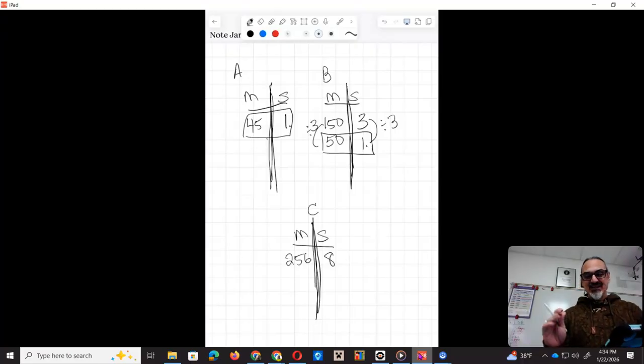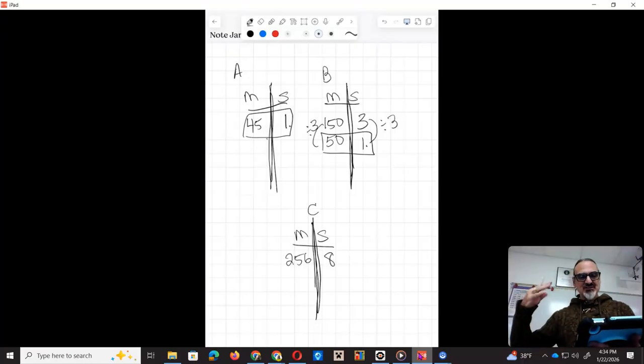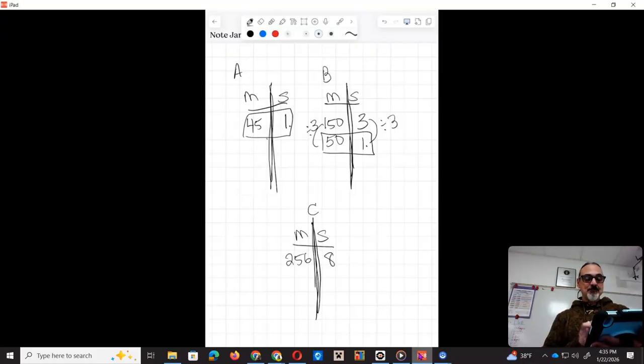Already I can see, and here's what kids need to figure out as they're looking at this. Train A went 45 meters in 1 second. Train B went 50 meters in 1 second. Notice I'm not saying it went 50 seconds per meter. I'm saying it went 50 meters in 1 second. So they have to reason which one of these two is the faster: the one that went the shortest distance in 1 second, or the one that went the longest. But we still need to figure out train C.